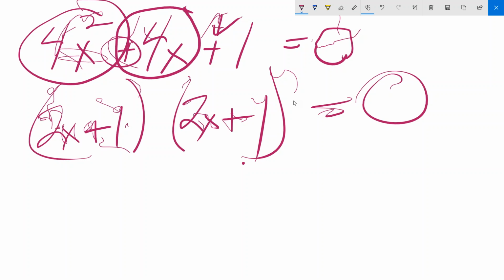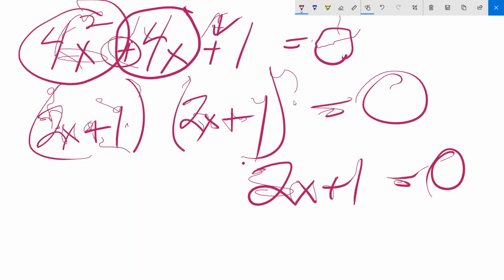Where do we go from here? I don't know how to say it, but like. Well, it's the most important concept in algebra. I'm not exaggerating that. It is the fundamental rule of algebra. Let me state it for you. If you have two things multiplied together that equal 0, one of them has to be 0. Remember that. So given that, one of these two things has to be 0. So I'm going to set 2x plus 1 equals 0. Solve that for x.